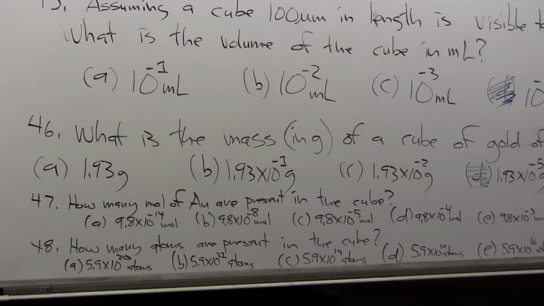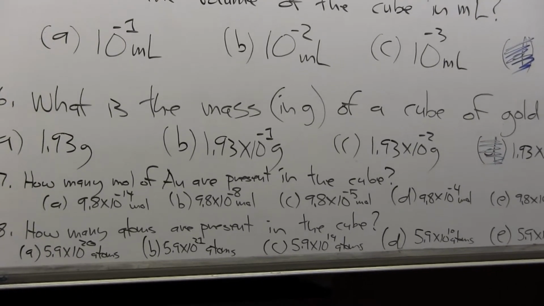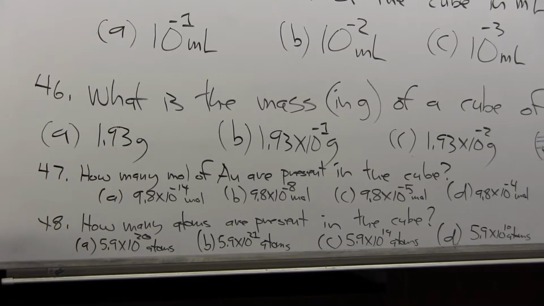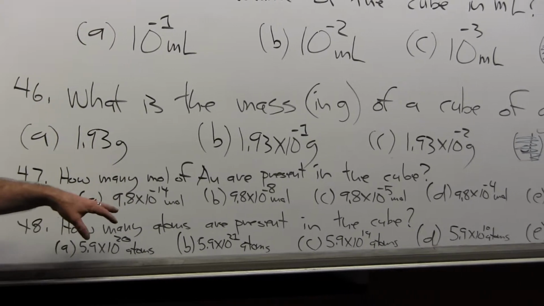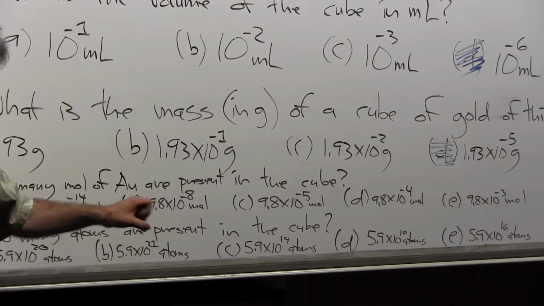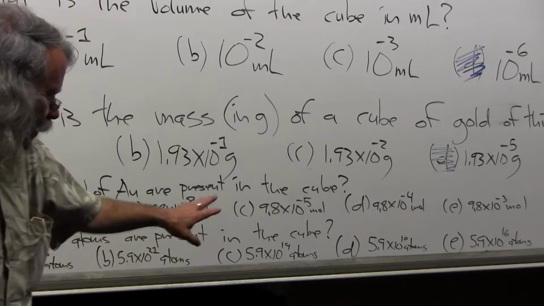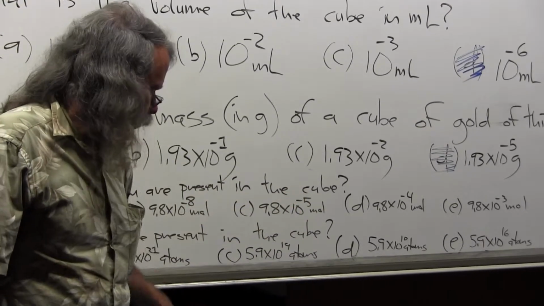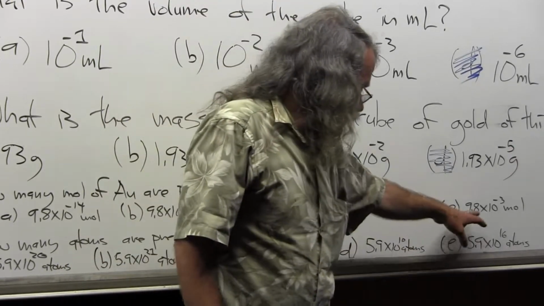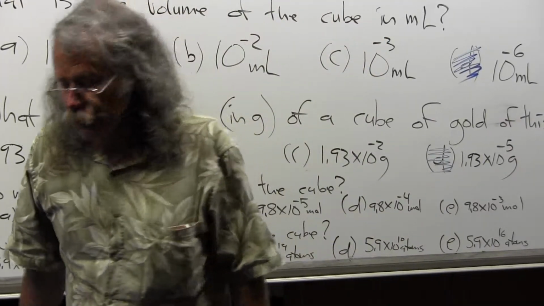With number 47, how many moles of gold are present in the cube? And we've got option A, 9.8 times 10 to the minus 14th moles, B, 9.8 times 10 to the minus 8th moles, C, 9.8 times 10 to the minus 5 moles, D, 9.8 times 10 to the minus 4 moles, or E, 9.8 times 10 to the minus 3 moles.